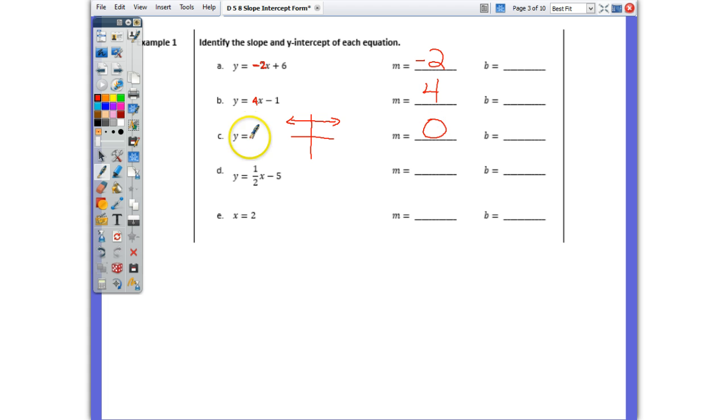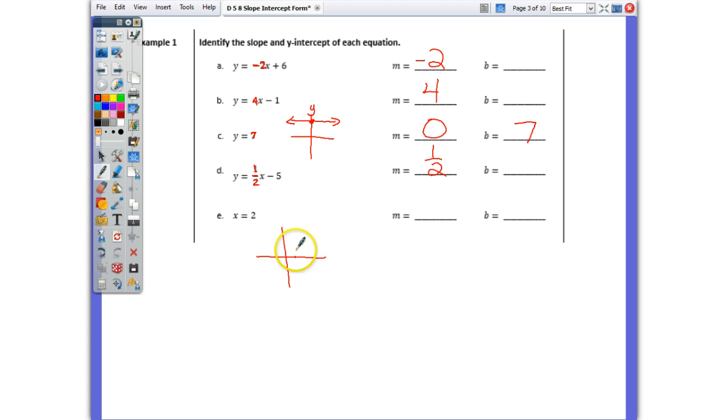What is the 7? The 7 in this case is the b, which is your y-intercept. That's where we cross the y-axis. All right, what's my slope here? One half. And my slope for e, let me draw it for you.